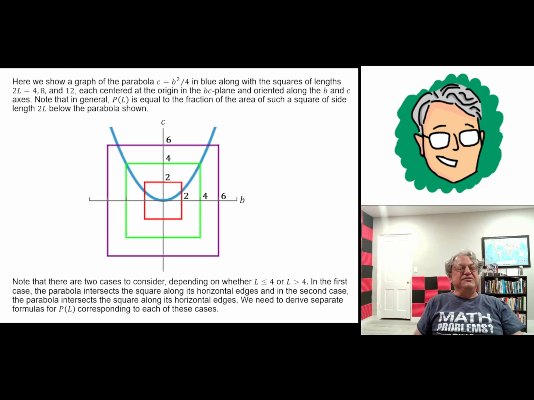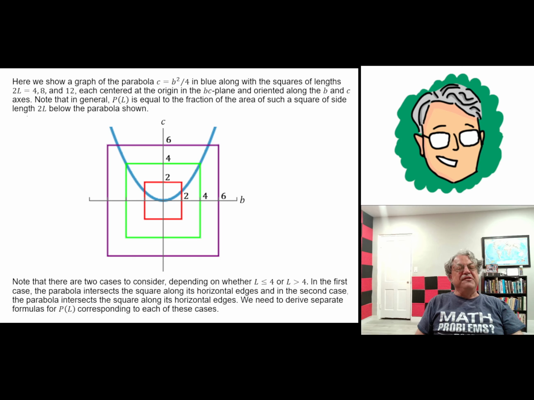So we're interested in what happens when L is less than or equal to 4 and also when L is greater than or equal to 4. Those are two separate cases. For the first case, the parabola intersects the square along the two horizontal edges, and we have to calculate the proportion of the area of the square below the parabola. The way to do that is first to calculate the area of the square. That's easy. In each case, it's 4L squared.